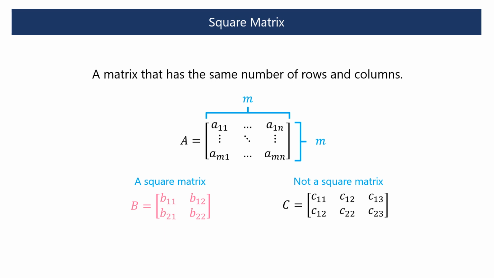First, let me explain the square matrix. A square matrix is a matrix that has the same number of rows and columns. For example, a 2 by 2 matrix is a square matrix. It is because both the number of rows and the number of columns are 2. On the other hand, a 2 by 3 matrix is not a square matrix because the number of rows and the number of columns are different.